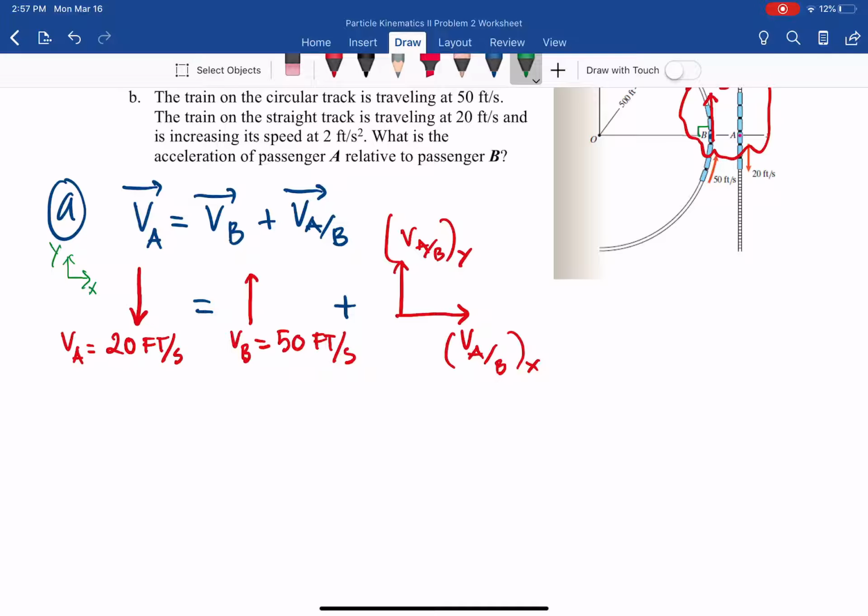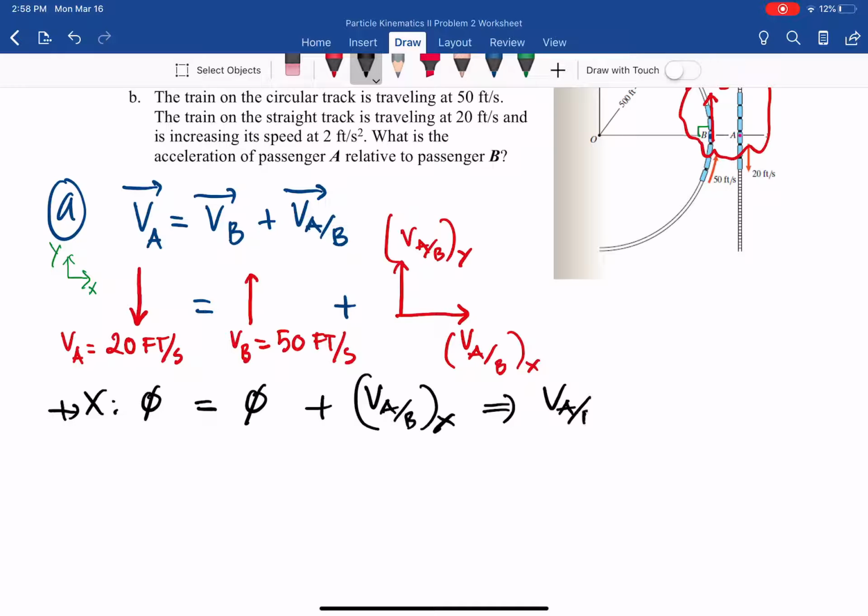As you can see, in X components, I assume going to the right is positive. So VA is vertical, so you see 0 equals VB going up, but we have the x-axis, so it's 0, plus VA relative to B, x. So from that, you have the X component of the relative velocity of passenger A relative to passenger B equal to 0.